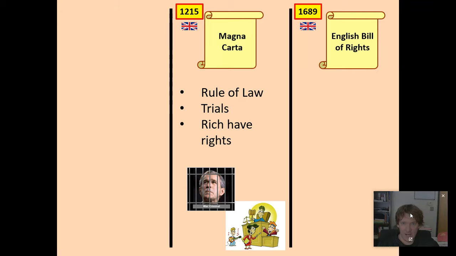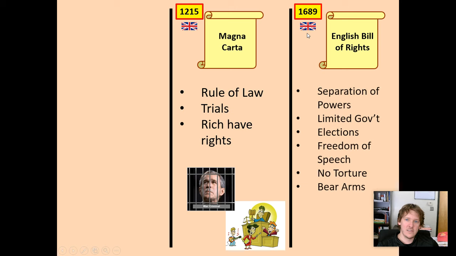English Bill of Rights. Kind of going out of order chronologically. Let's go over them in terms of country of origin. England will create the English Bill of Rights. What ideas are in there? Oh my Lord, there's a lot of rights here. A lot of fundamental political principles in this English Bill of Rights.